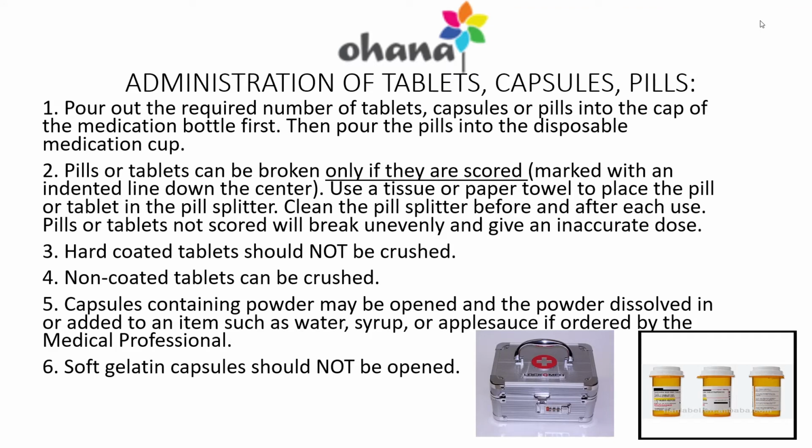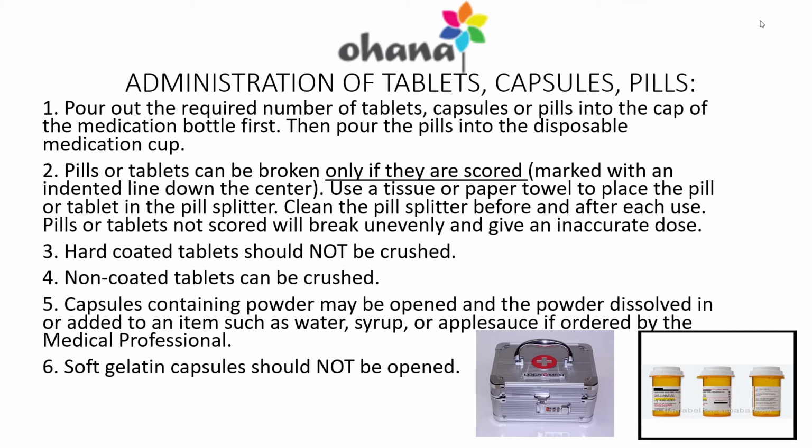Fifth, capsules containing powder may be opened and the powder dissolved or added to an item such as water, syrup, or applesauce if ordered by the medical professional. So again, in that special instructions portion of the label, you might see stir into applesauce or dissolve in water, something along those lines. We want to make sure we're looking for it on the medication label itself and then doing that as instructed. So if it says mix in with water, we're not going to put that in applesauce. If it says mix in with applesauce, we're not going to mix it in with water. We're just going to follow exactly what's on this medication bottle.